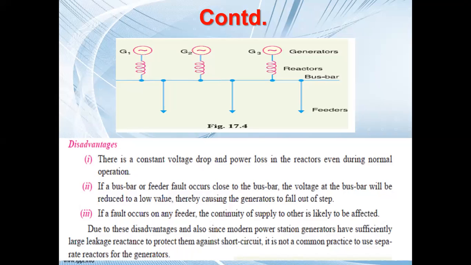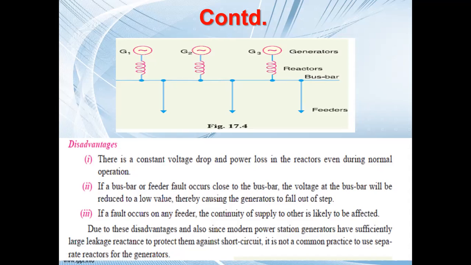The third condition to connect a generator with the grid, condition for synchronization, is frequency. So frequency should match. Now, if there is a voltage drop, what will happen? The voltage will be very low and it will not match with the grid voltage. So if that is not matching, the generator will fall out of synchronism. That is one kind of disadvantage.